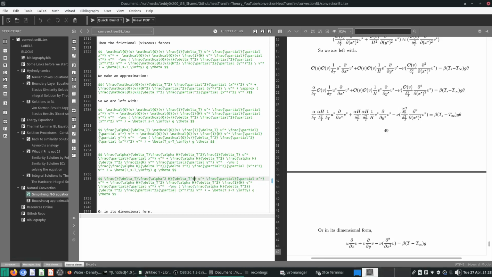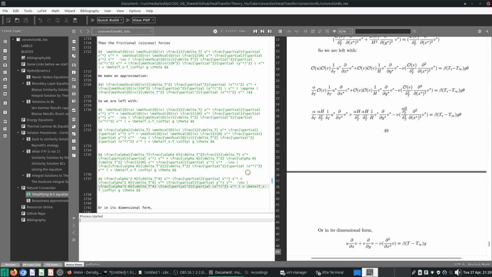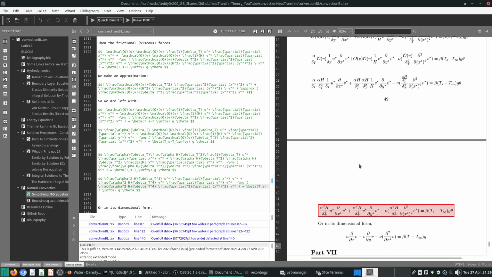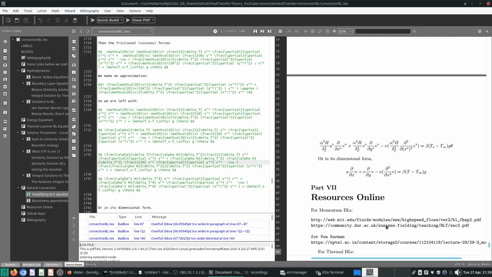Okay, so let me speed this part up. I'll just add this line here. See, alpha squared h over delta t to the 4th, 1, 2, and 3. So we know these two terms cannot just disappear. They are of the same order of magnitude, as you can see. This term here is also more or less the same order of magnitude, except we have this extra new term here.